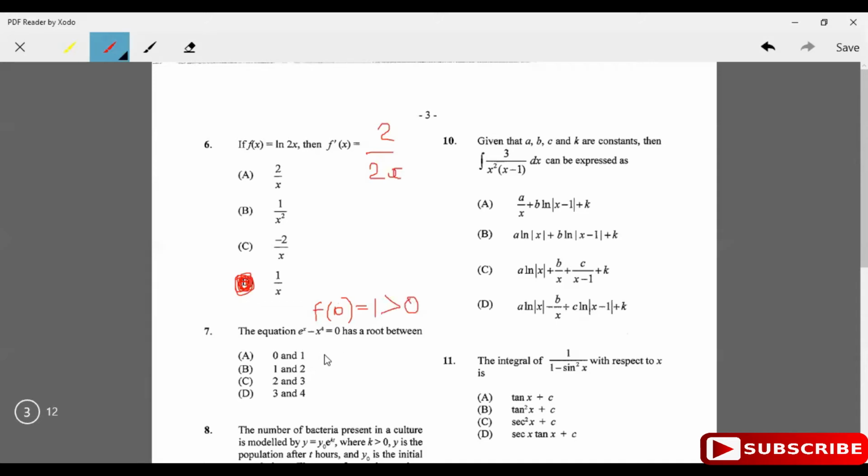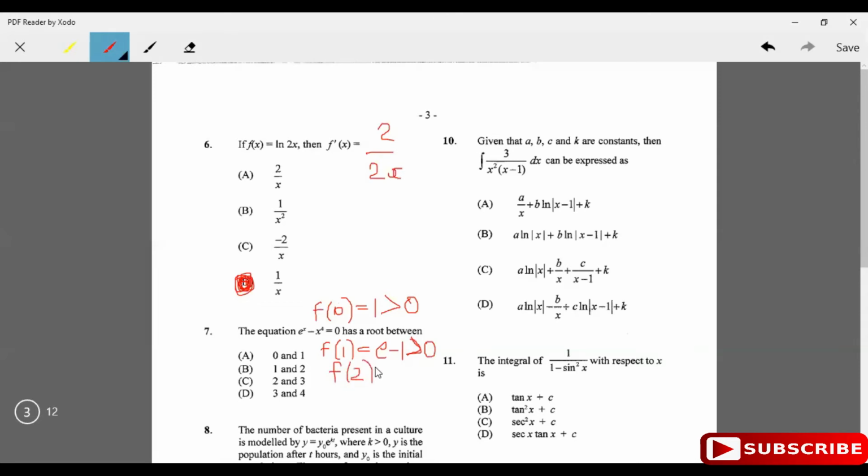So now we need to check f of 1. f of 1 would be equal to e to the 1 minus 1. That's e, which is 2.72, and 2.72 minus 1 is still greater than 0. So there's no root there, because this is the IVT. I don't know why this question is in module 1, but for some reason they put it in module 1.